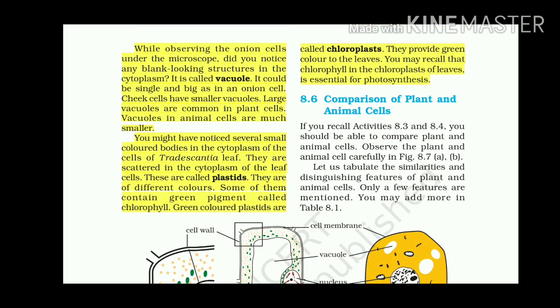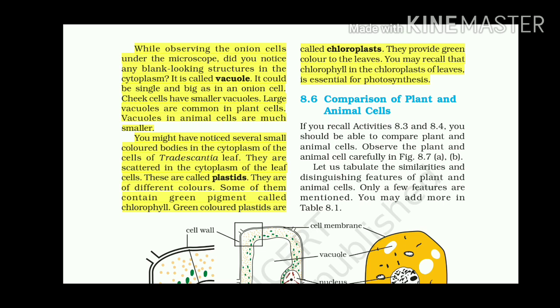While observing the onion cells under the microscope, did you notice any blank looking structure in the cytoplasm? It is the vacuole. It could be single and big as in an onion cell. Cheek cells have smaller vacuoles. Large vacuoles are common in plant cells. Vacuoles in animals are much smaller.